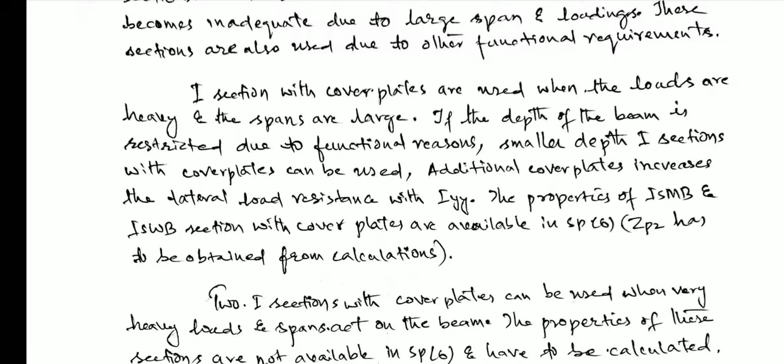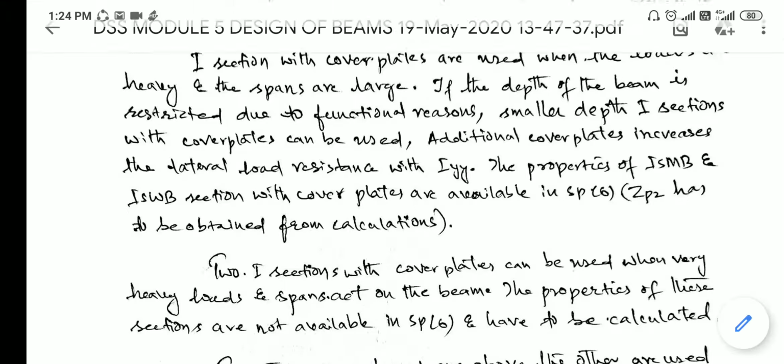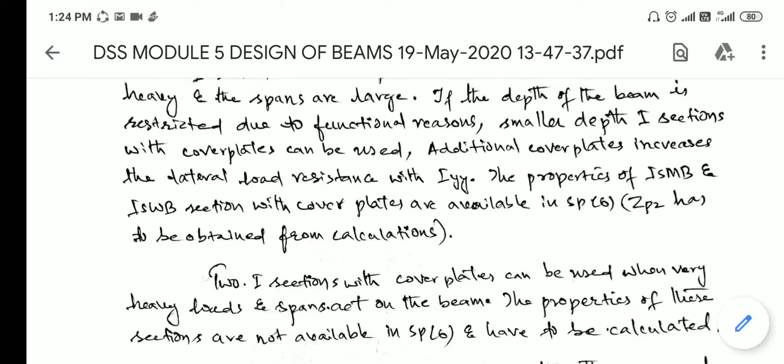If the depth of the beam is restricted due to functional reasons, a smaller depth I section with cover plates can be used. When the depth of the section is restricted for many reasons, at that time also we can use I section with cover plates. And the additional cover plate increases the lateral load resistance with Iyy, meaning the resistance of the load in the vertical direction will be increased.